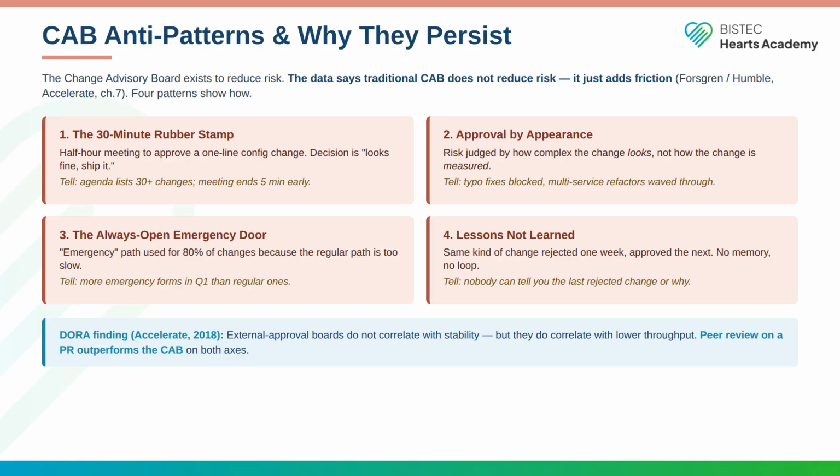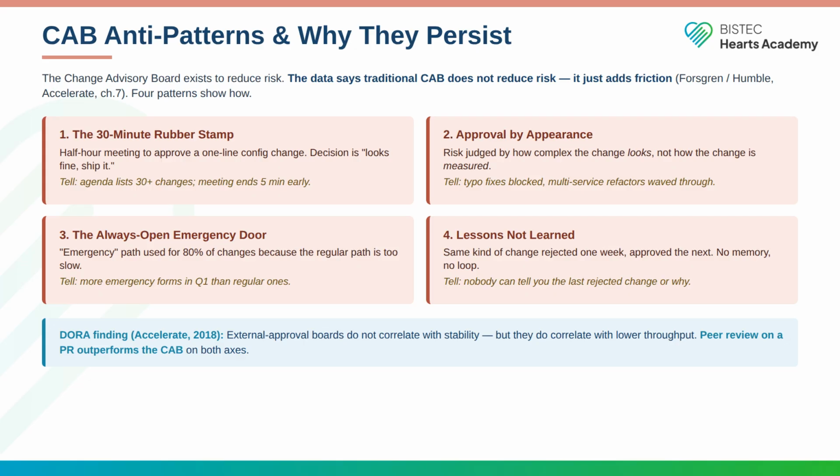Lessons not learned: the same kind of change gets rejected one week and approved the next. No memory, no loop. The tell: nobody in the room can tell you what was rejected last week or why. If there is no institutional memory, every meeting starts from zero.